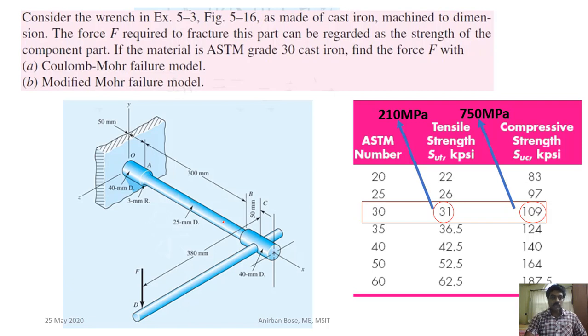Now consider the same problem, but instead of steel, now let us consider this is cast iron. Okay, and the properties of the cast iron are given. Here you can see the cast iron is a brittle material, and its ultimate tensile strength and ultimate compressive strength values are given. They are different. So for this problem we can use either the Coulomb Mohr or the modified Coulomb Mohr theory. Okay, so both you can use, and we'll see what the results are.